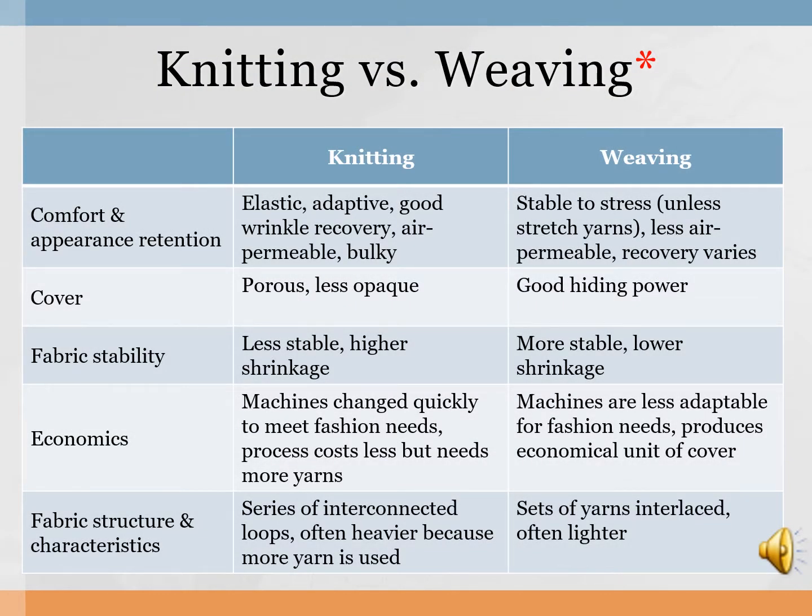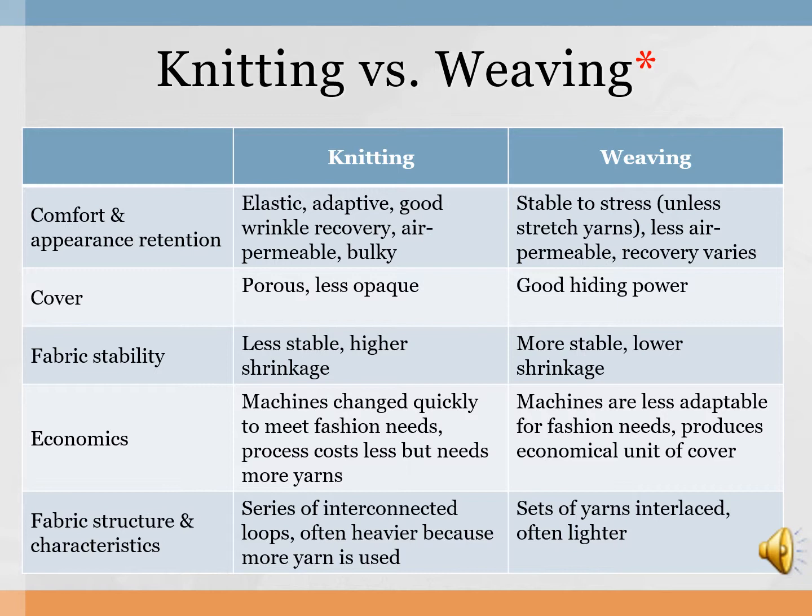Now we're going to take a look at the general differences between knitting and weaving as we move further into the topic of knitting in comparison to what we talked about last week. And the best way to think about these differences is to visualize a sweater versus a woven shirt of some kind, just something pretty general. In terms of comfort and appearance retention, a bulky sweater is pretty elastic if you've ever played around with them. Some of my most comfortable sweaters are, I love them because of their elasticity.